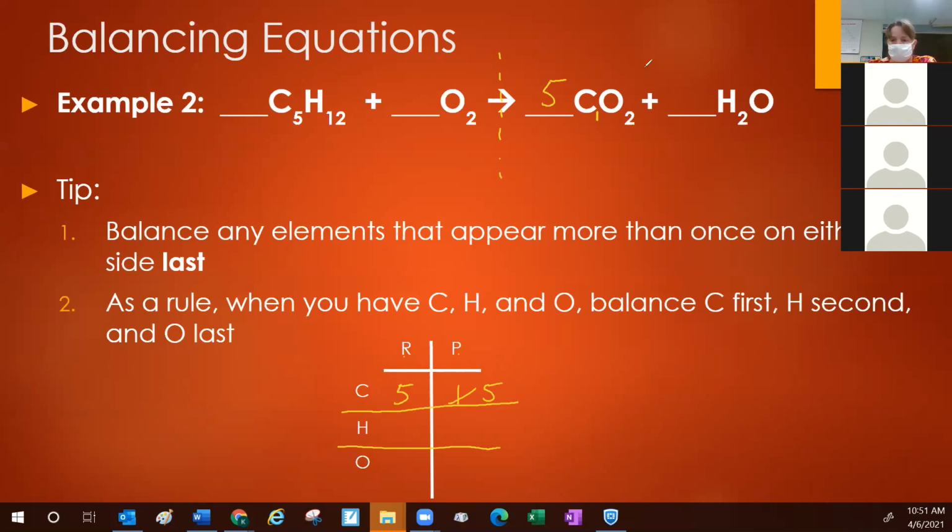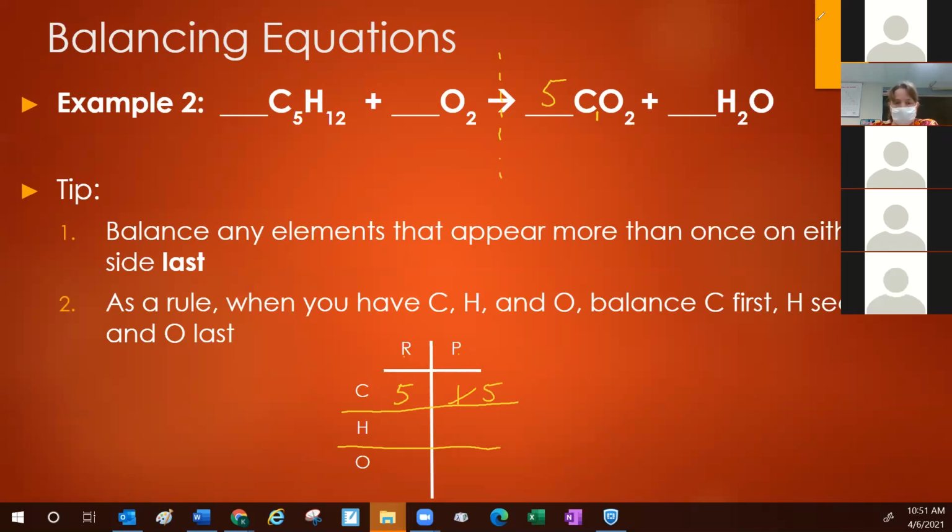Let's see. I'm going to start calling on some of you to make sure you're paying attention. Let's see. Jason, you're my lucky first contestant. Jason, how many hydrogens are on my reactant side of the problem? 12. 12, good. So here's my reactants. Here's my 12 hydrogens.